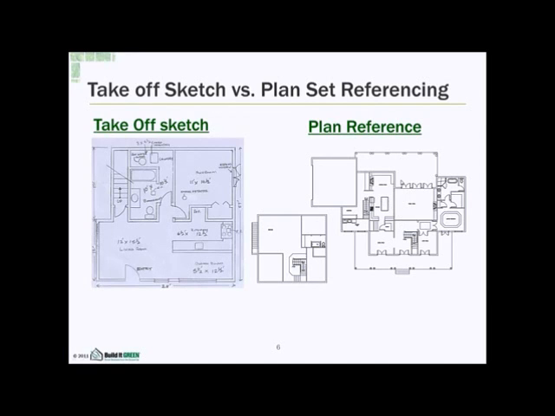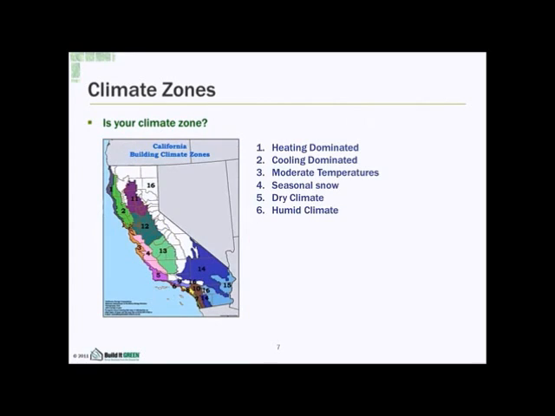Many architects still do hand drawing. Plan sets may or may not come with dimensions, but they will give you scales to identify dimensions, so they're pretty much easier to use. The biggest difference between a takeoff sketch and a plan reference is the amount of detail and what it's used for.